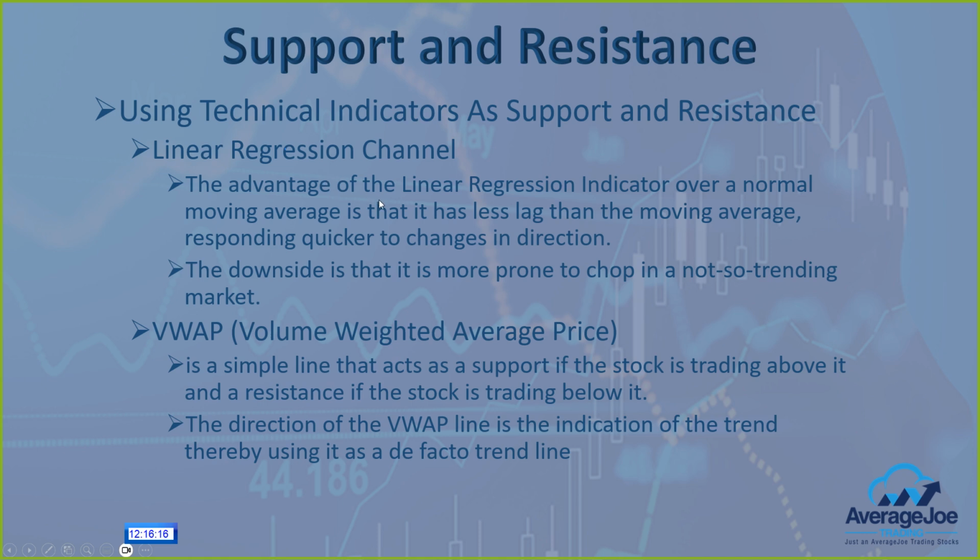The advantage of the linear regression indicator over normal moving average is that it has less lag than the moving average, responding quicker to change in direction. The downside is that it is more prone to chop in a not so trending market.